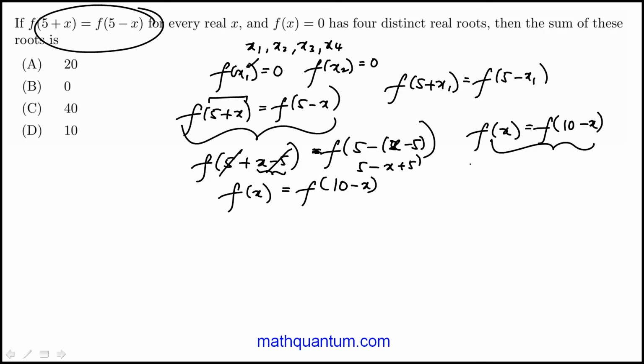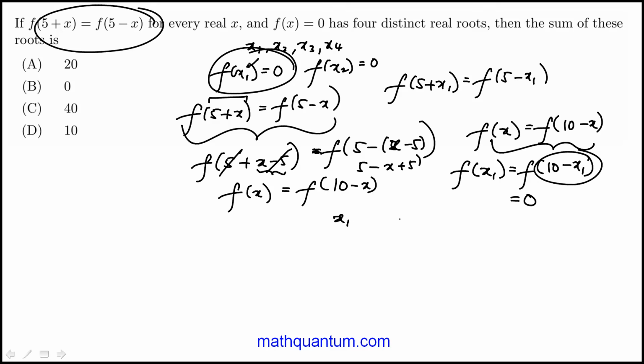Now, how does that help? Well, let's say x1 is one of the roots, then f of x1 must equal f of 10 minus x1. We also know that if x1 is a root, this is equal to 0. And that tells me that if x1 is one of the roots, 10 minus x1 must also be a root. And remember, they're all distinct, and it doesn't matter which one you call the other root.